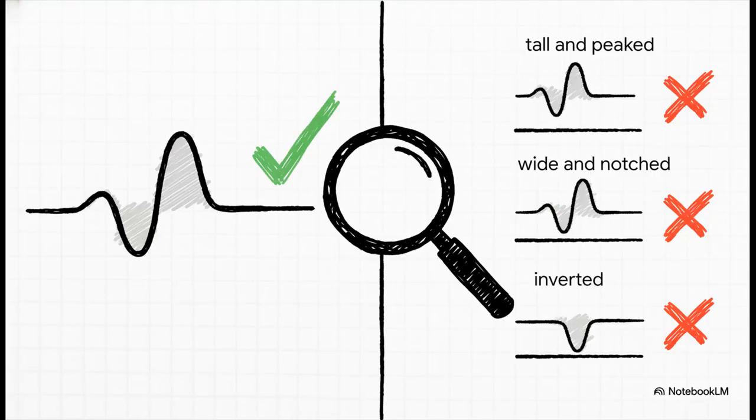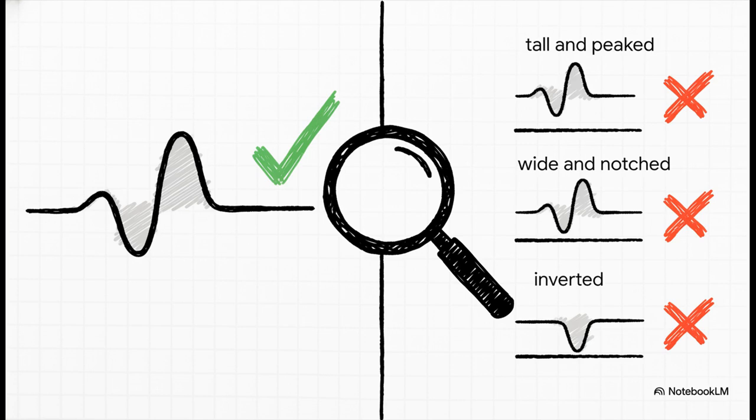Now, it is absolutely not enough to just see that P waves are there. You have to perform a detailed morphological analysis. What's their shape? Their amplitude? Are they all uniform? For example, a tall, peaked P wave might point to right atrial enlargement. A wide, notched P wave often suggests left atrial enlargement. An inverted P wave? That could mean you have an ectopic pacemaker somewhere in the atria.